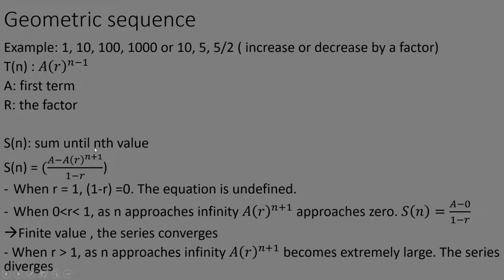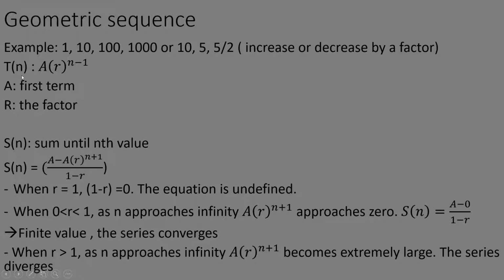Next up, we have a geometric sequence. An example is 1, 10, 100, 1000, or 10, 5, 5 over 2. So it's an increase or decrease by a factor. In this case, it's increased by a factor of 10. And in this case, it's decreasing by a factor of 2, so you divide by 2, you divide by 2.